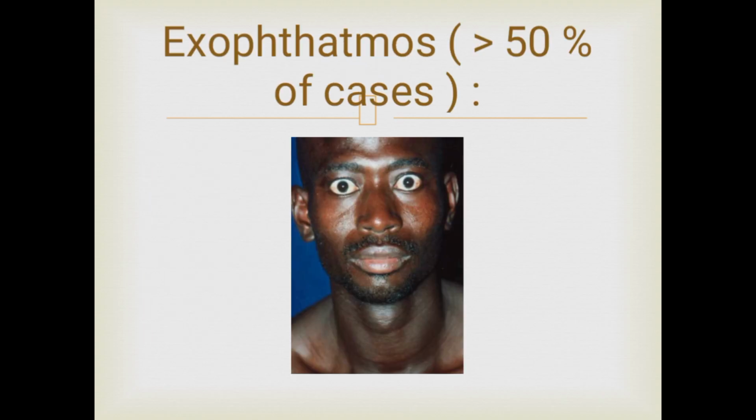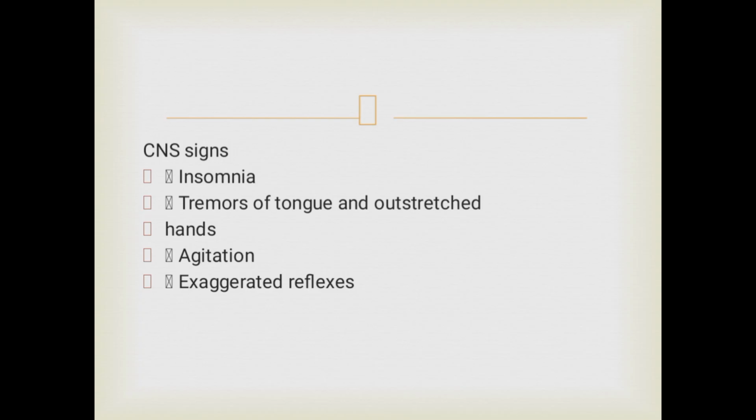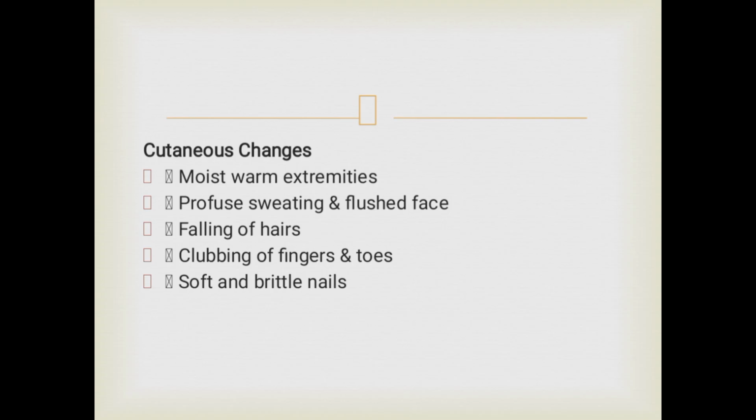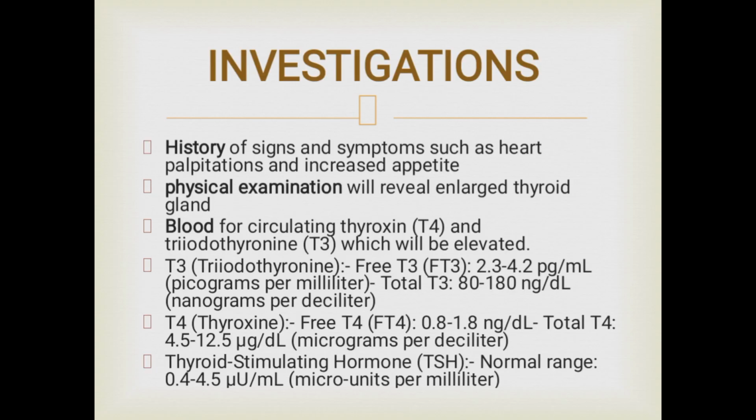If you've seen behind the eyeball, there is collection of some fats that has made the eyeball to protrude from the outside part. There may be central nervous system signs. Again, we may have insomnia, tremors of the tongue and the outstretched hand, agitation, exaggerated reflex may also come in. Cutaneous changes of moist, warm extremities, profuse sweating, falling of hair, clubbing of fingers and toes, soft and brittle nails may come in as well.